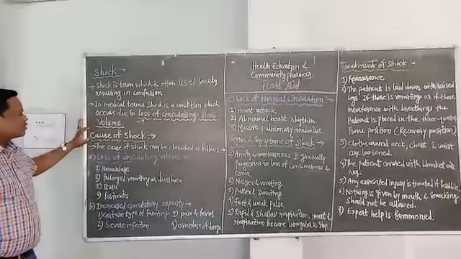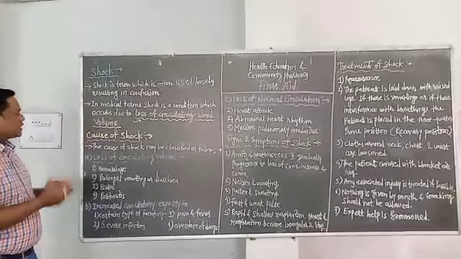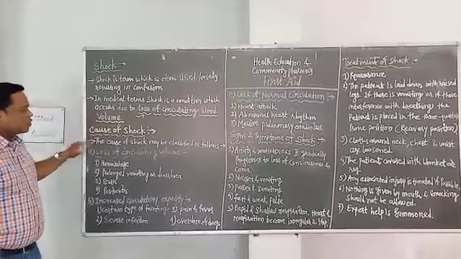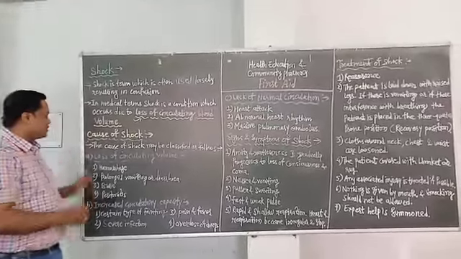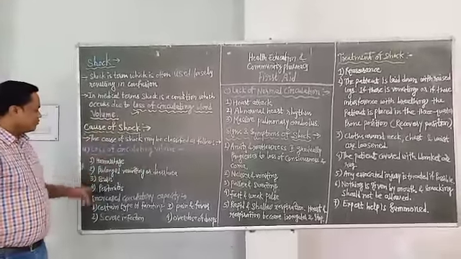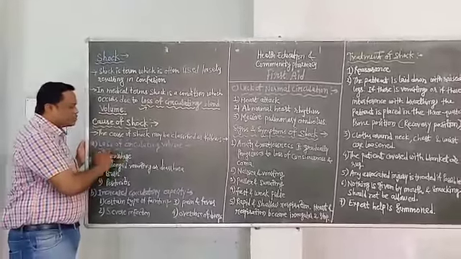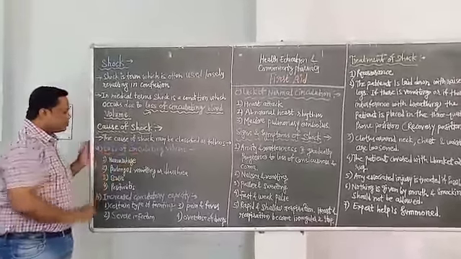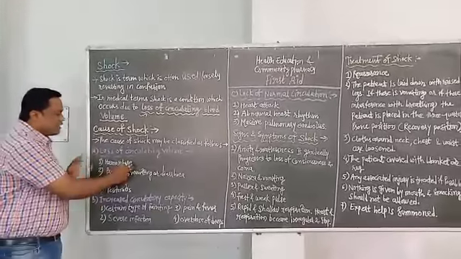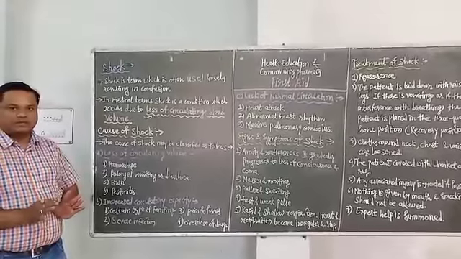Then we have to see the causes of shock. Shock कैसे होता है? The cause of shock may be classified as follows. The first is loss of circulating volume. The reasons are, the first is hemorrhage. ठीक है? Loss of circulating volume means blood का loss होना due to the hemorrhage. Hemorrhage means escape of blood volume from the ruptured blood vessel.